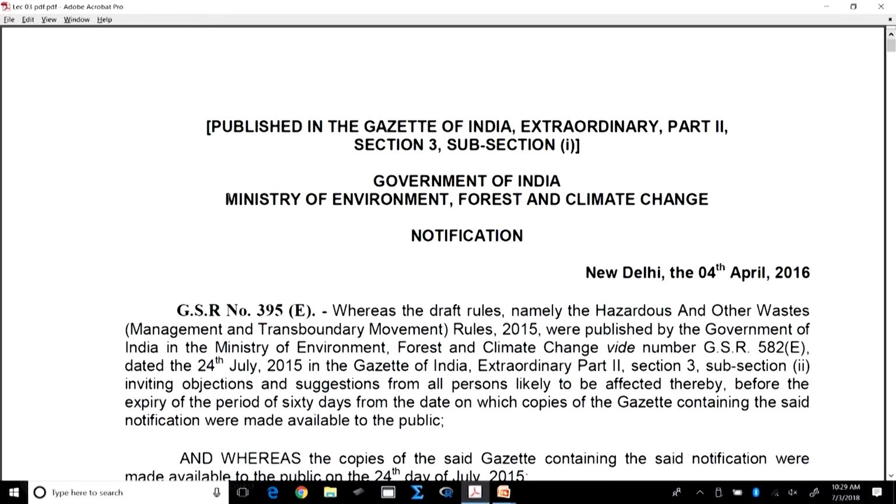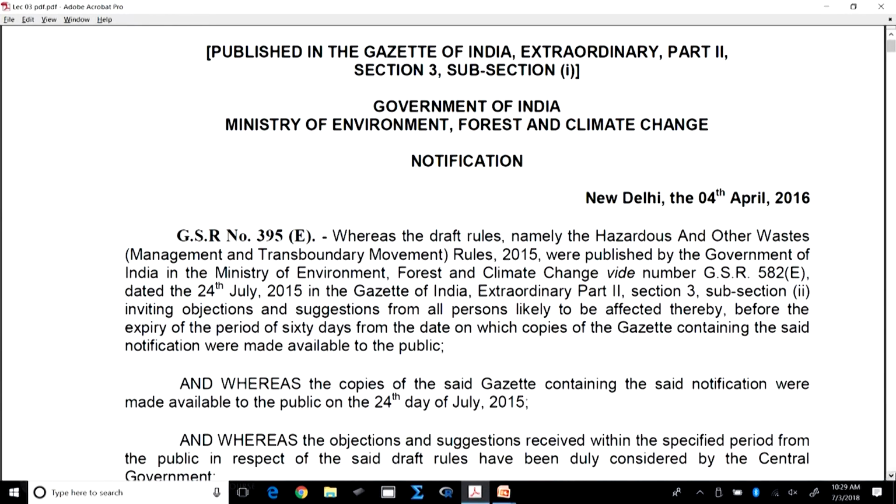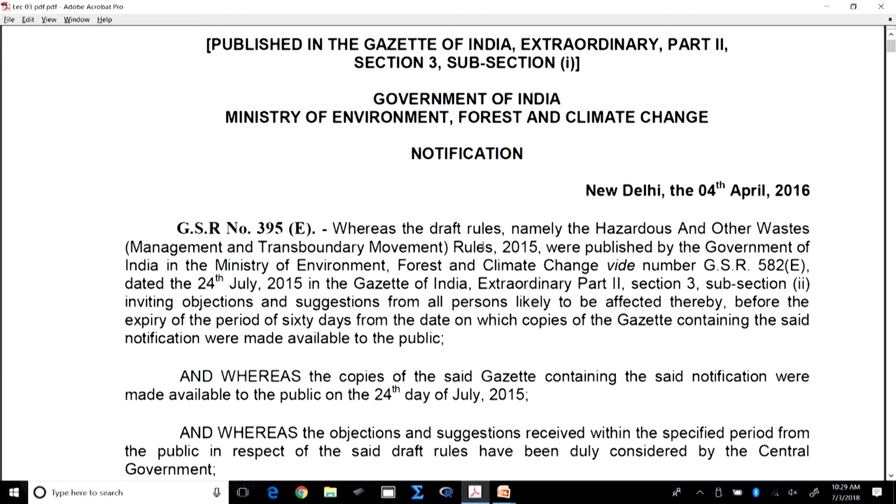And what is the relevant ministry here? It is the Ministry of Environment, Forest and Climate Change. So moving down further, how does it come about? As we see here, they publish draft rules, and they were published in 2015. The draft rules were published, again, in the Gazette of India, under some particular document number.